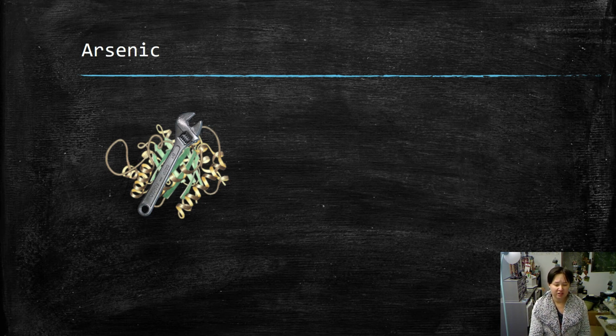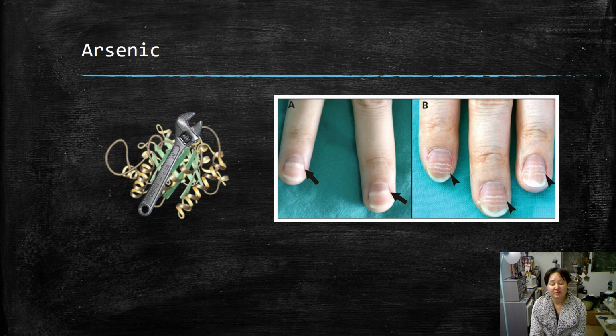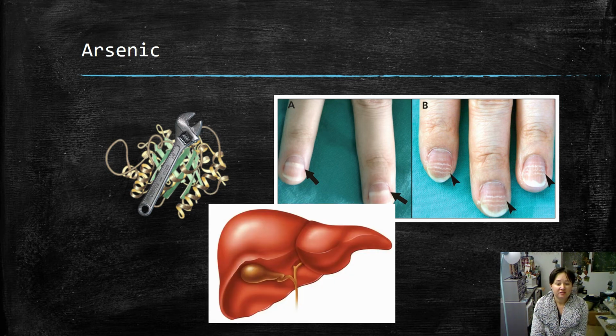Some signs of arsenic poisoning are what's called Mees lines on the nails. They're these little white lines that go across, like in the picture, as well as a fatty liver. It's one of several things that can cause a fatty liver, but if you see both fatty liver and Mees lines, think arsenic and go run a test on it.